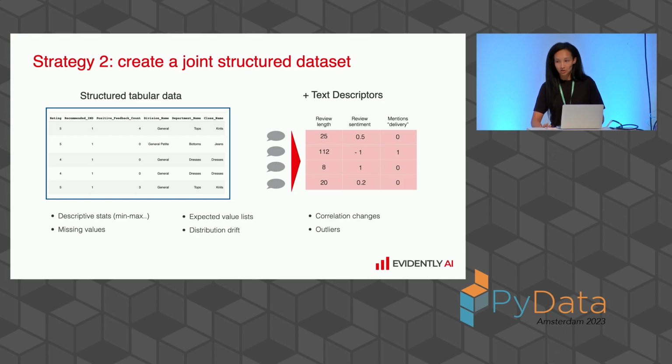The second strategy is to create a joint structured dataset which contains only numerical, categorical, maybe some binary features, but it's also categorical, so yeah, that's what we can do as well. I really like this method because by doing that, you need to preprocess your raw text. It will give you some descriptors, and descriptors are structured data, right?